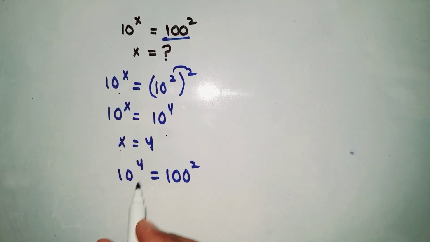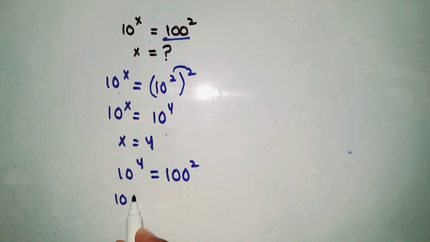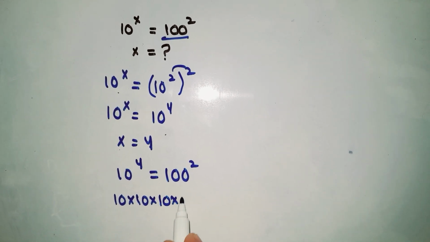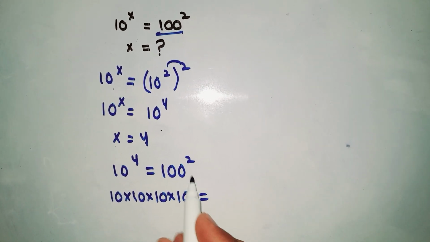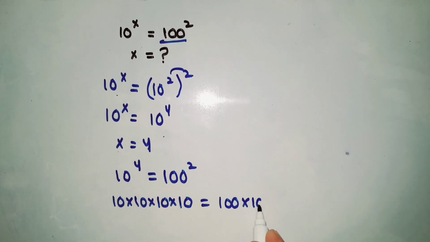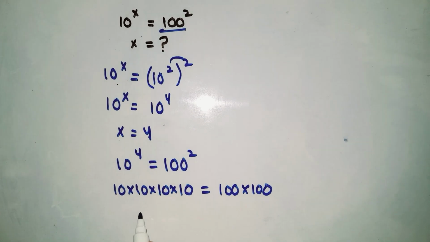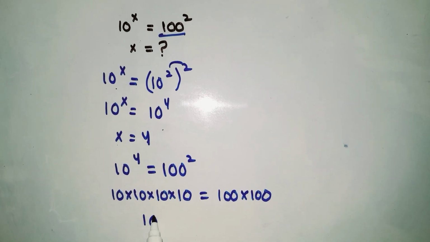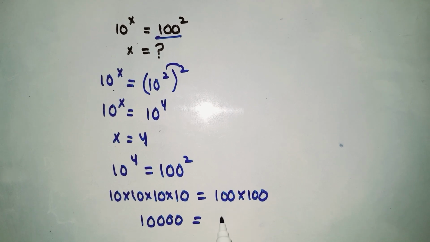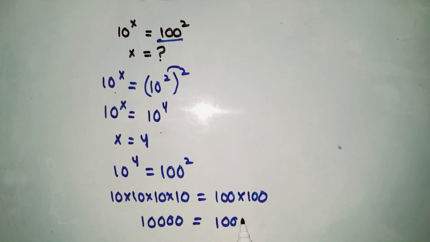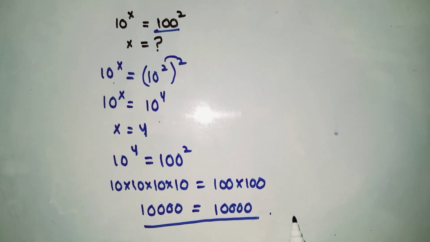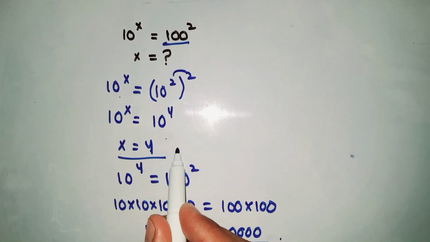So now 10⁴ means 10 multiply by 10 multiply by 10 multiply by 10, and 100² means 100 multiply by 100. So now it's equal to 10000 is equal to 10000. So the left hand side is equal to the right hand side. It means our answer is right.